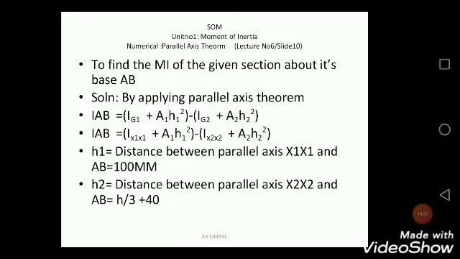H1 is equal to distance between parallel axis x1 and axis AB is equal to 100 mm। H1 क्या है? डिस्टेंस बिटवीन पैरेलल एक्सिस x1 and axis AB, हमने पहले डायग्राम में देखा. We have seen in the diagram that the distance between the parallel axis x1 and axis AB is 100 mm, which is h1. Already we have seen it in the diagram. Next, h2.